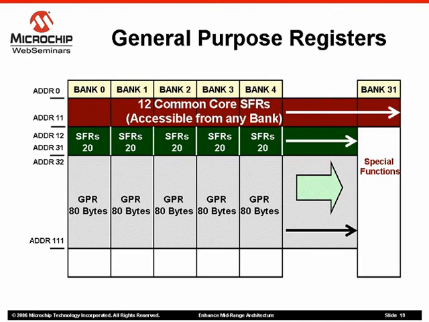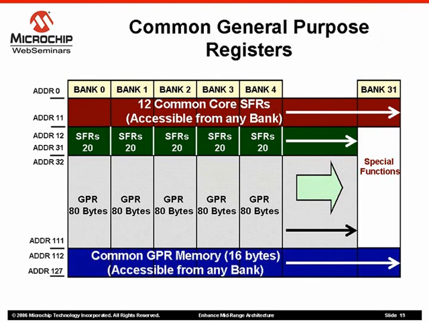When we look at indirect addressing enhancements, we'll see that these registers are shadowed or mirrored as a linear GPR region in the file select register map. Another nice addition, the last 16 address spaces in general purpose RAM are common across all banks. Similar to the 12 common core special function registers, any data written from address 112 to 127 is accessible from all 32 banks, further minimizing the need for banking when targeting these registers.